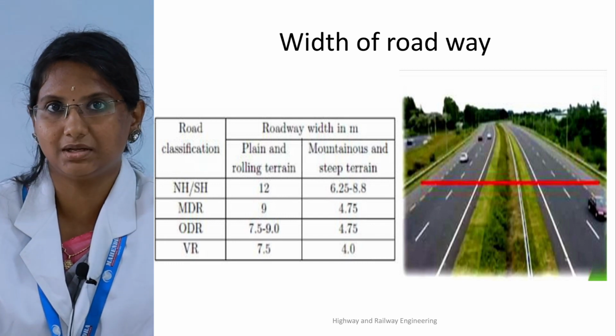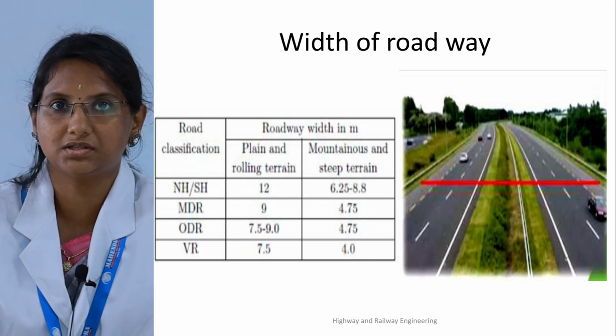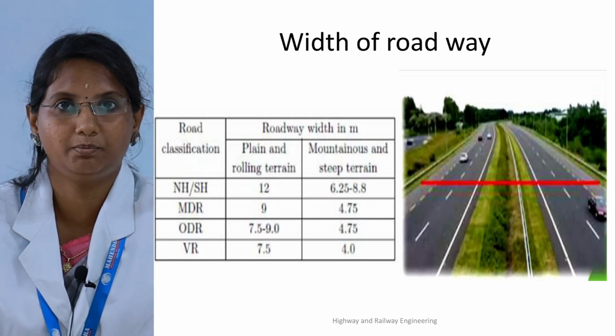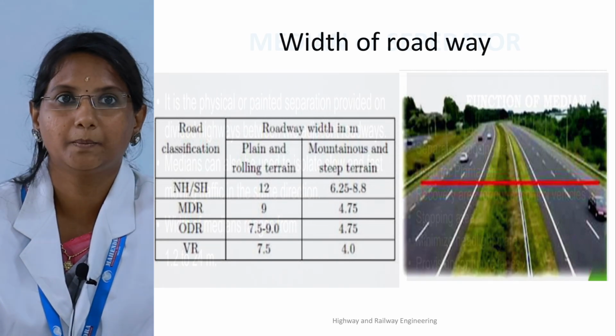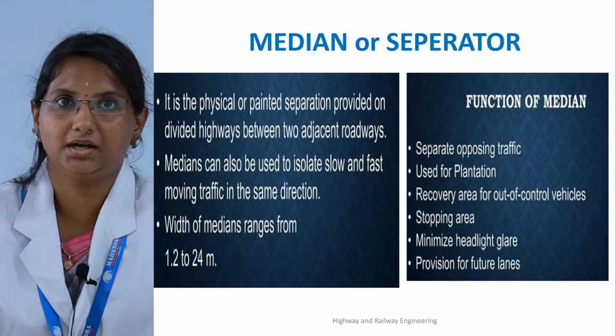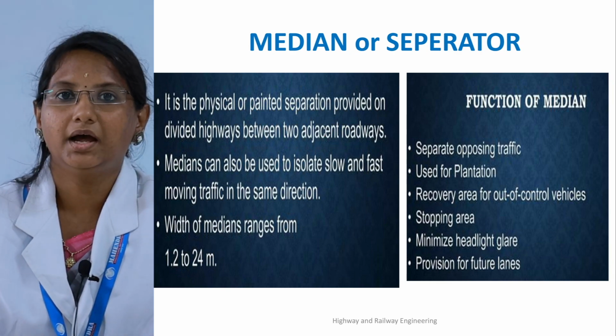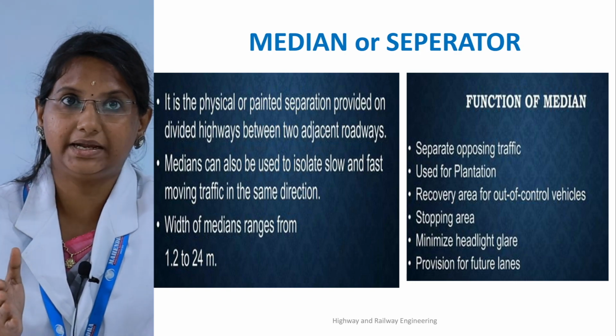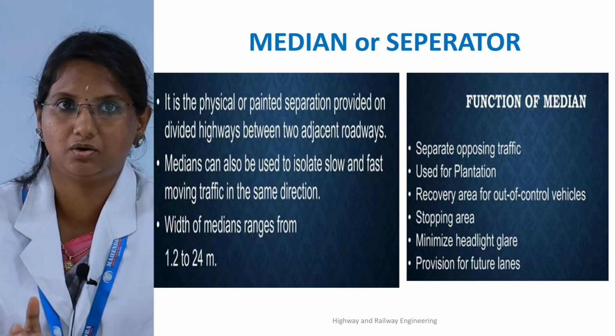For mountain or steep terrain, the road width adopted is 6.25 to 8.8 meter. Next one is the median. It's nothing but a separation provided between two adjacent roadways.